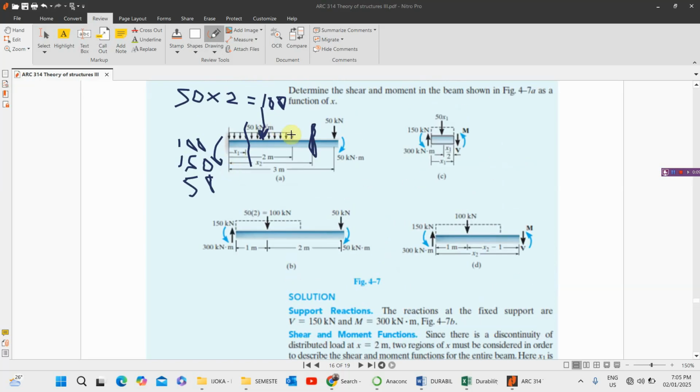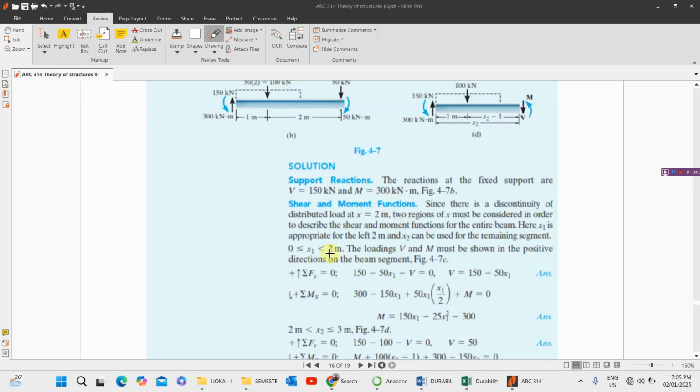Why can't we use S1 alone? Because S1 is the one that is treating the uniformly distributed load, and this side, the uniformly distributed load, is not continuous, so we cannot continue to use S1. That's why we are considering S1 for this particular segment alone, and S2 is used for the remaining segment. So this expression is saying that 0 is less than or equal to S1, which is less than 2 meters. That is, S1 only covers this region.